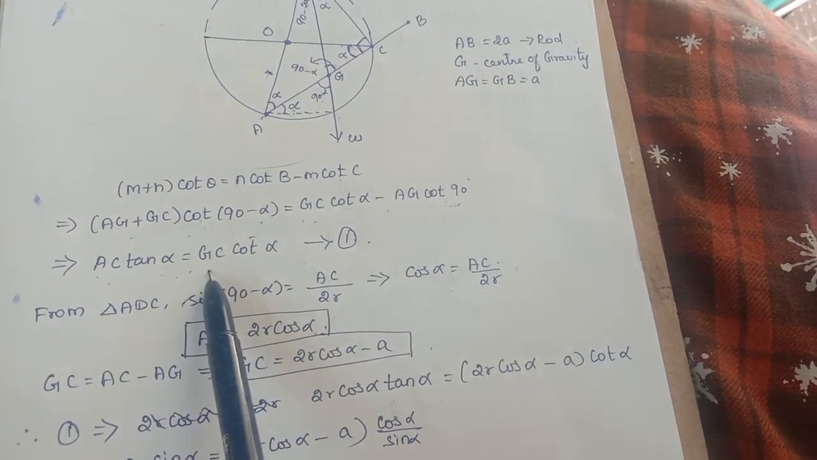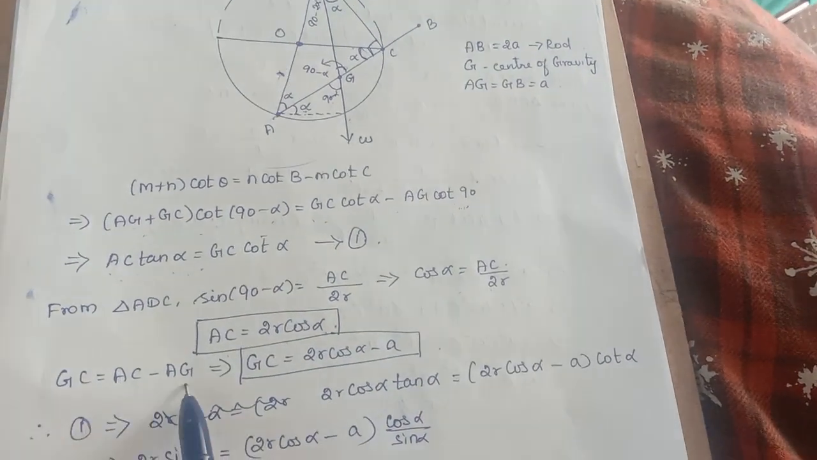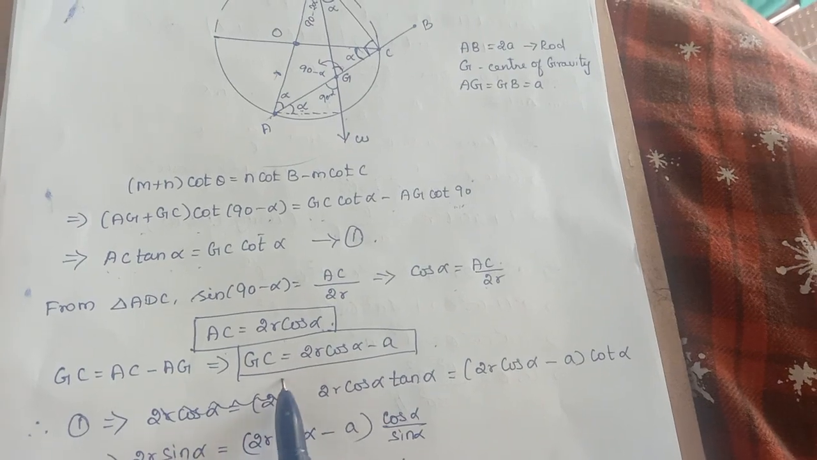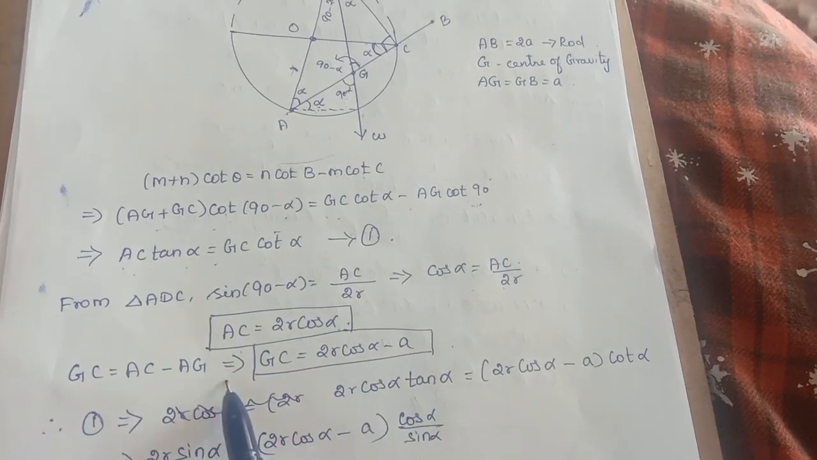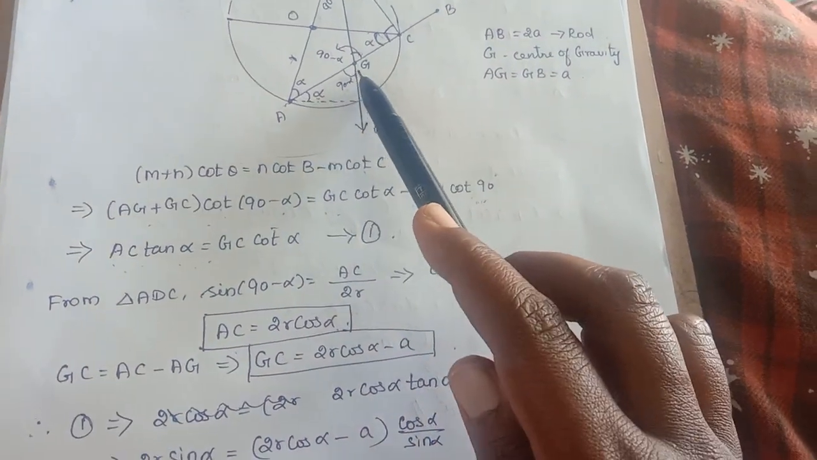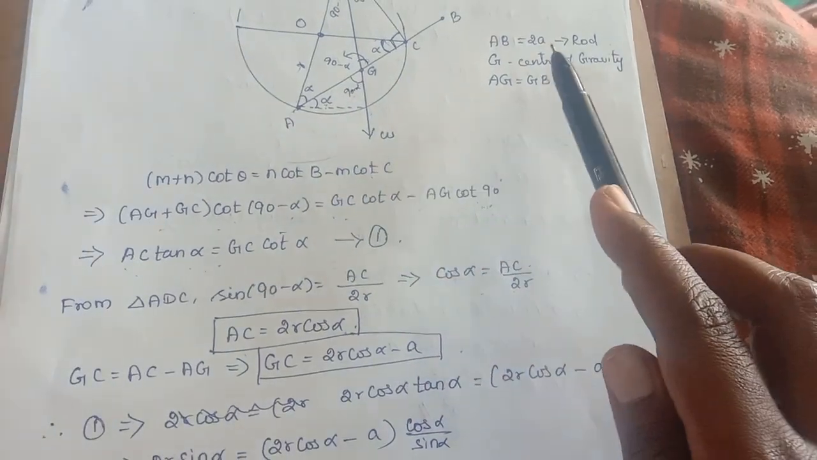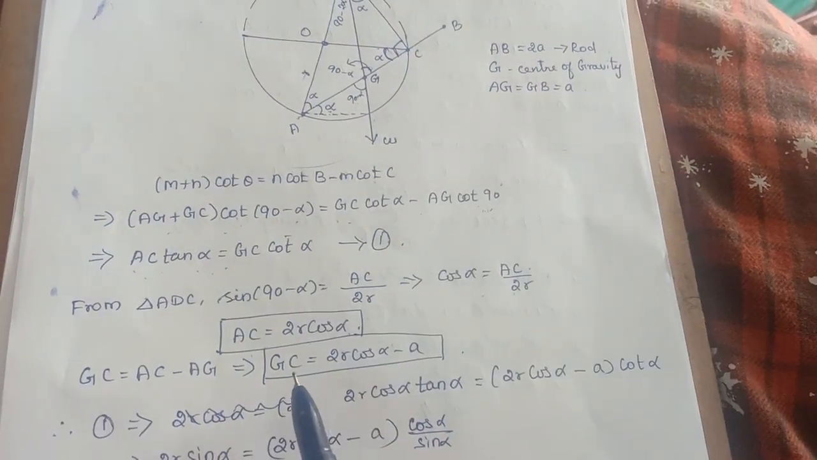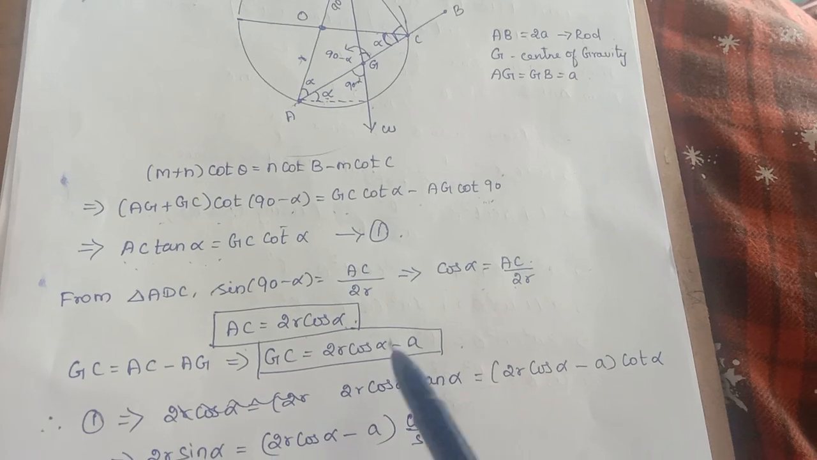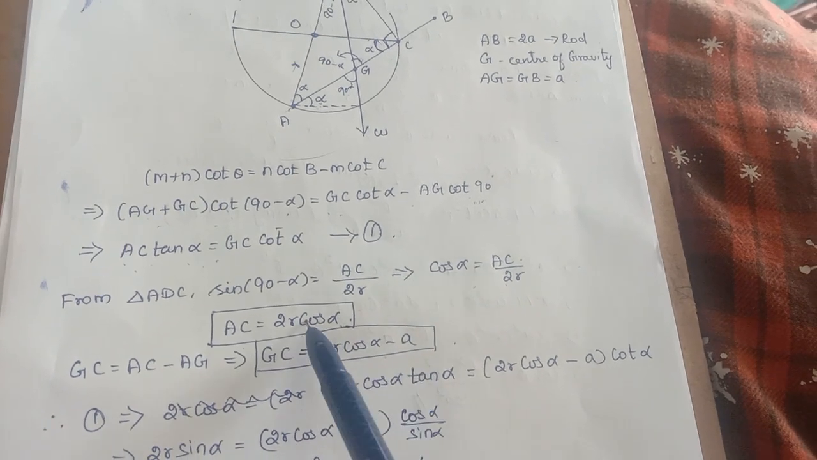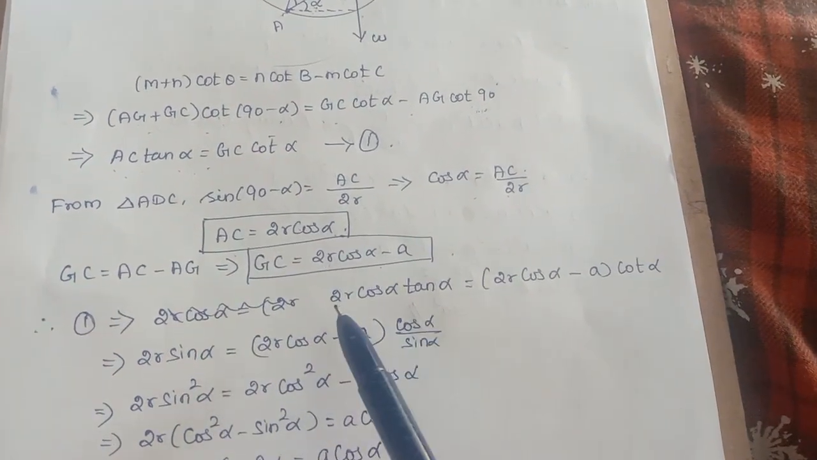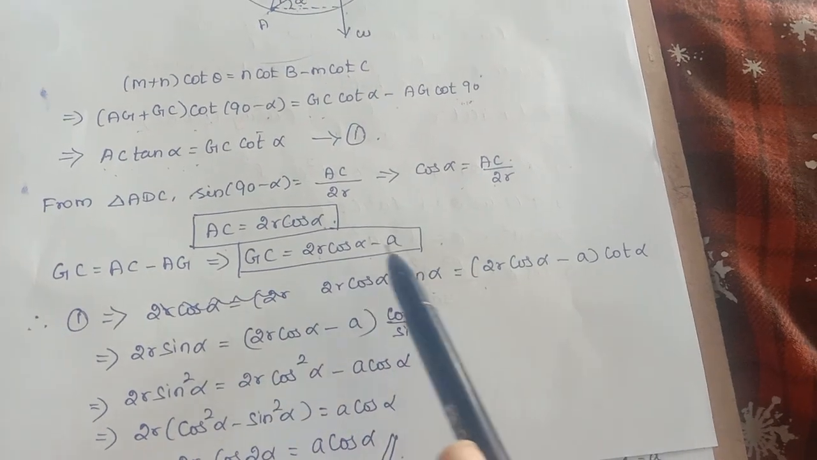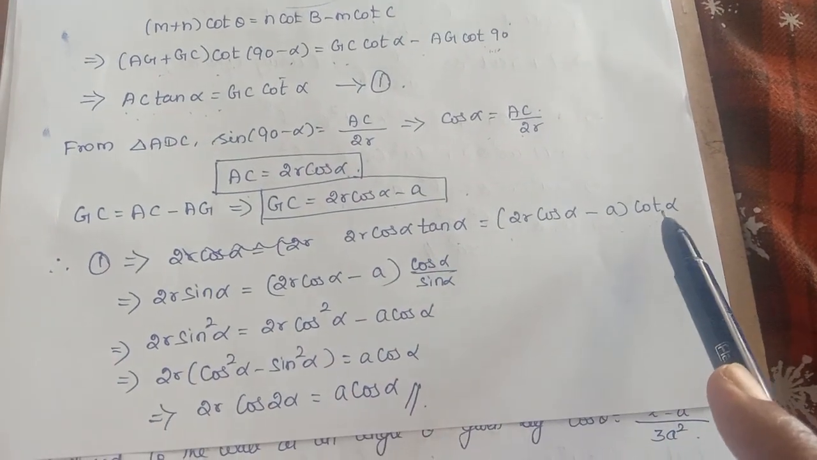Next, GC I have to find. GC is nothing but AC minus AG. So GC equals 2R cos alpha minus AG. What is AG? AG is nothing but half of the rod. The rod is of length 2a, so AG will be a, right? So GC is 2R cos alpha minus a. Substitute these two values in equation number 1. So 2R cos alpha tan alpha equals (2R cos alpha minus a) into cot alpha, right?